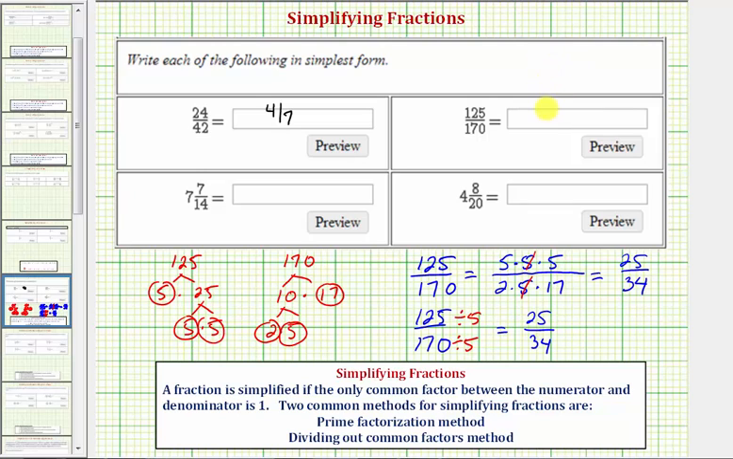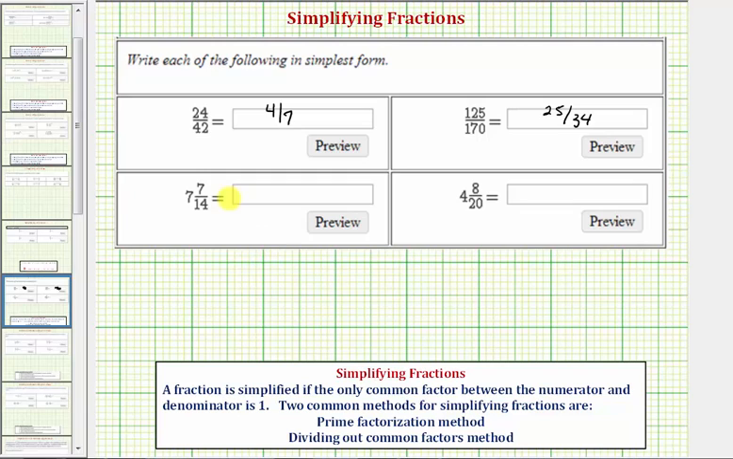So of course you wouldn't be showing both methods each time. You want to find the method that works best for you and stick with it. Now looking at our last two examples, notice how we have mixed numbers. But to simplify them, we're just concerned about simplifying the fraction part of the mixed number.